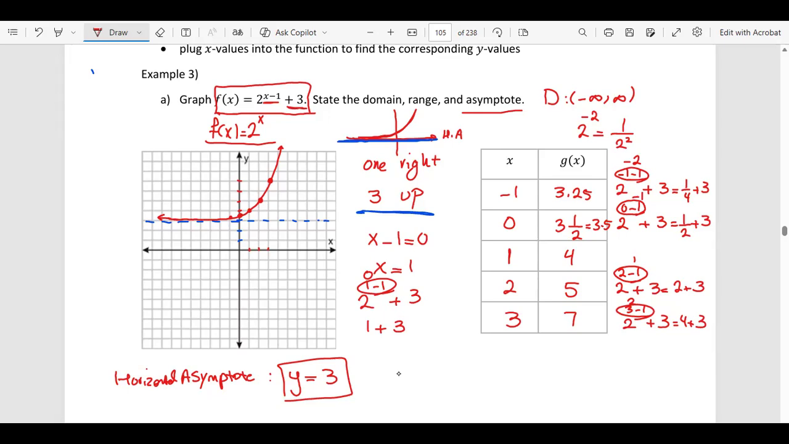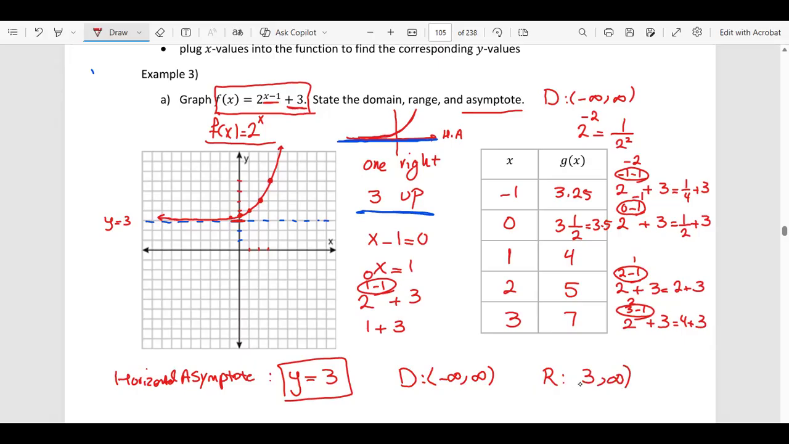If you want to show the domain, it is all real numbers from negative infinity to positive infinity. You want to find the range. For finding the range, we look at the graph from the bottom to the top. And you know that this graph is not going to cross this line, y equals 3. So it's not going under this line. So we have to start from 3 and go up all the way to infinity.